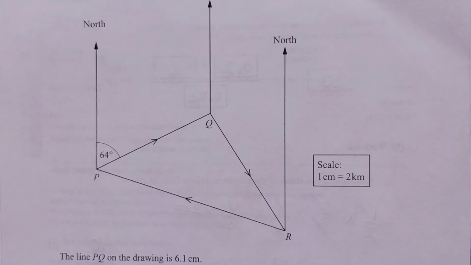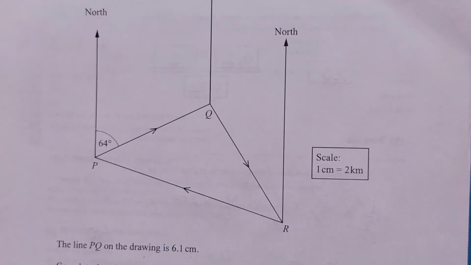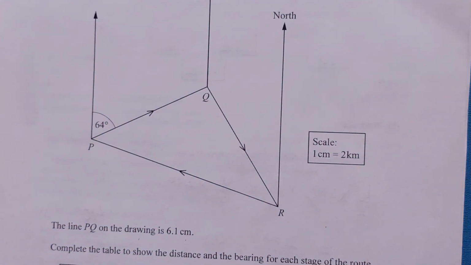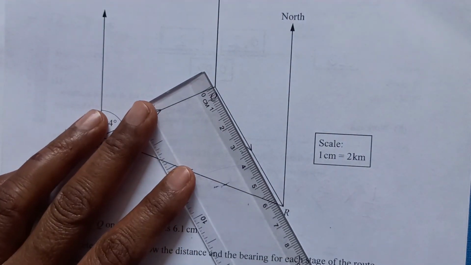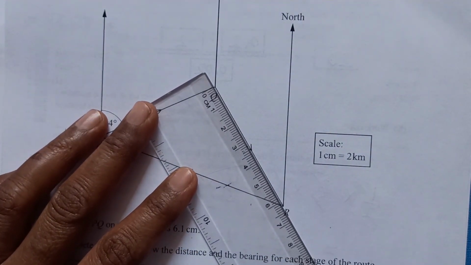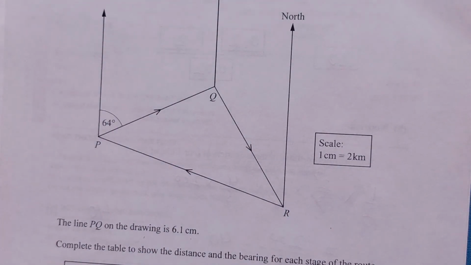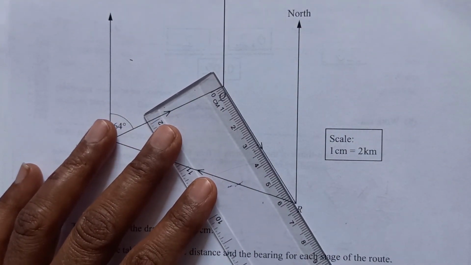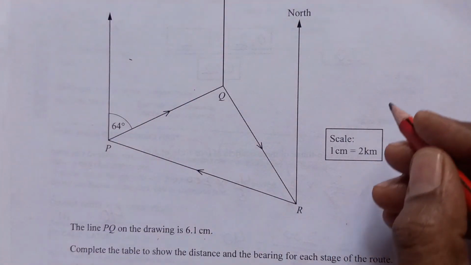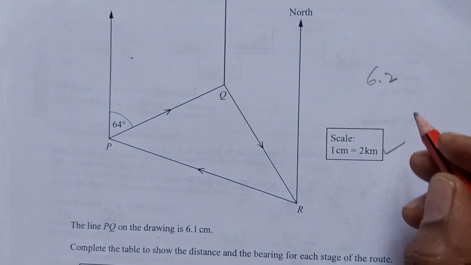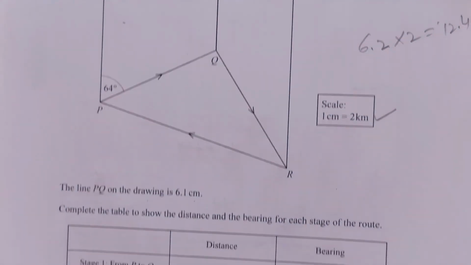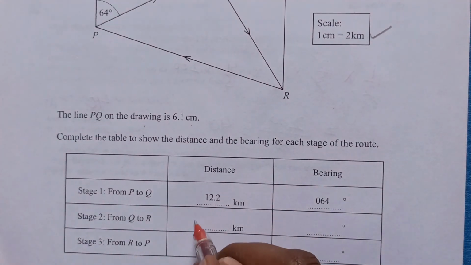So now the second one we have is QR, from Q to R. You need to measure it from Q to R. Q to R, it is 6.2. Let me use another ruler here. So this is 6.2. From Q to R it is 6.2, but the scale is 2 kilometers. So times 2 it will be 12.4. So our answer will be 12.4 here.